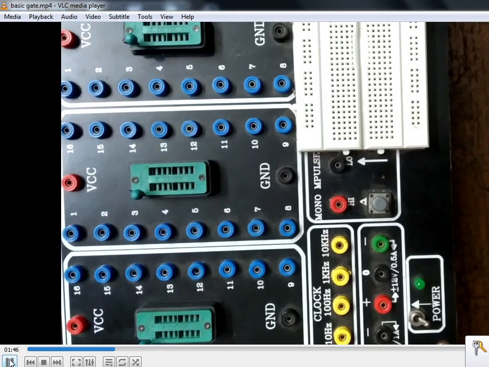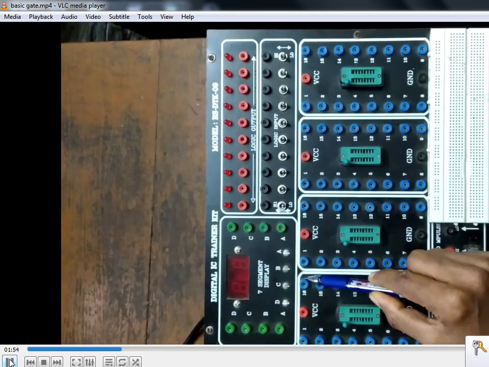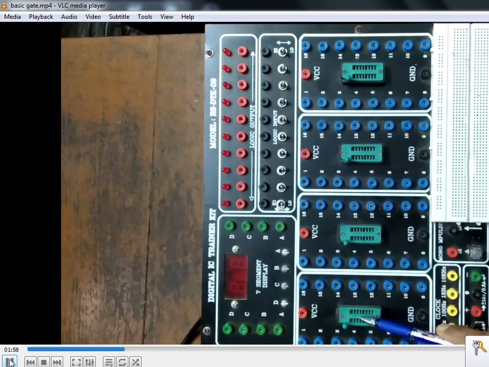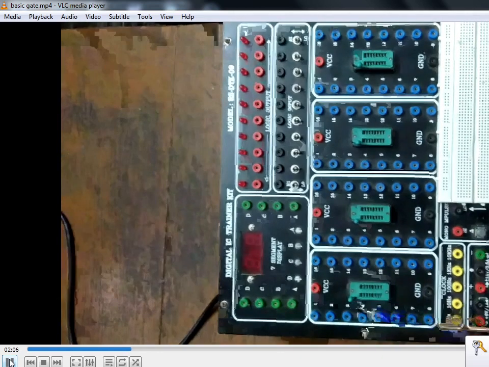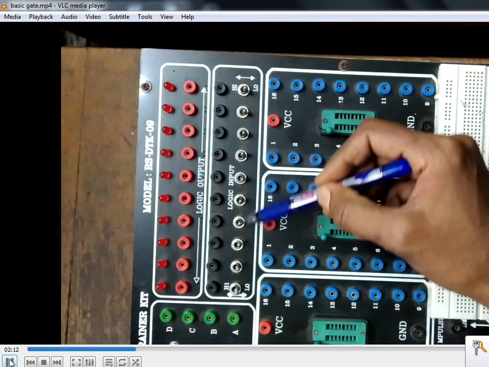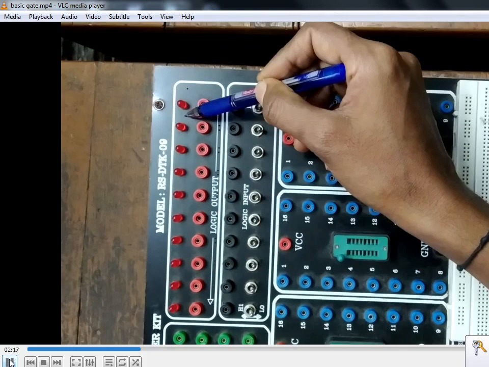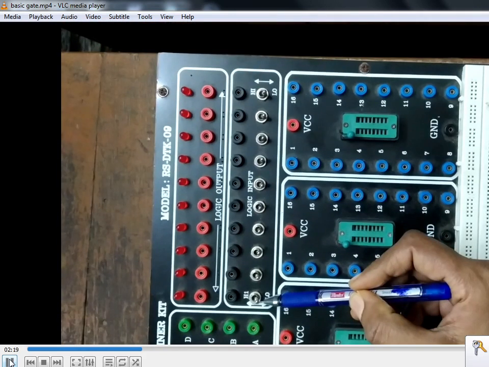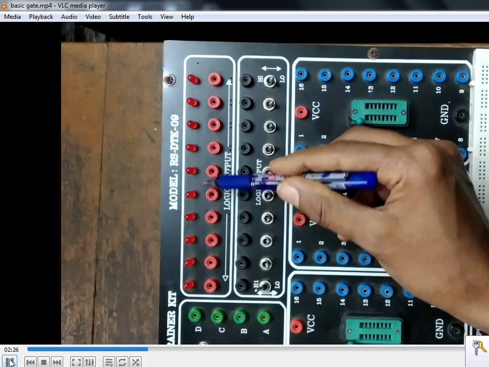This trainer has 4 IC sockets with 16 pins each. Care has to be taken while inserting an IC into the IC socket. Now the socket is in open position. When we press like this, it will be in closed position. These are the input switches and these are output indicators. The logic input state can be either low or high, whereas in the logic output states, the LED will glow when the output is high.